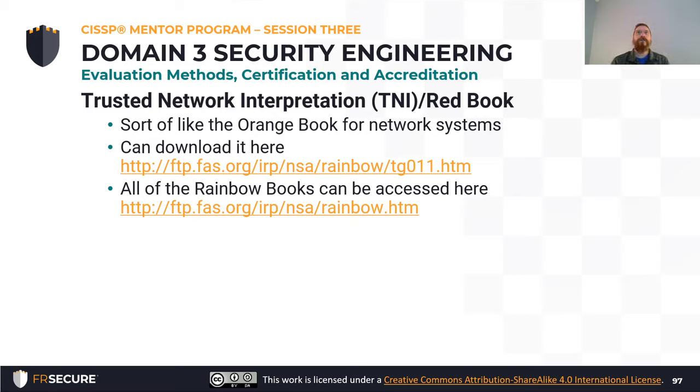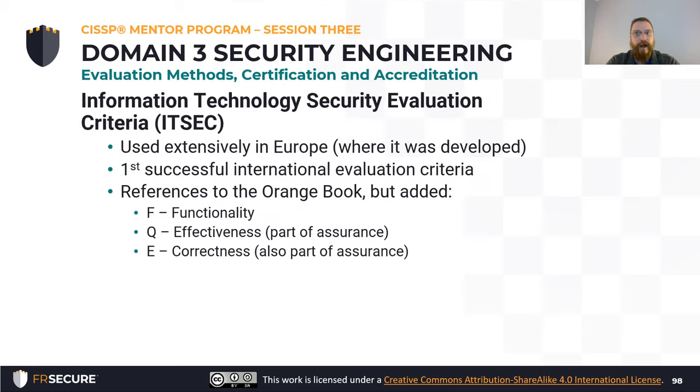All right. Trusted Network Interpretation, the Red Book. So think of it as the Orange Book for network systems. So there you go. And if you really are wanting to read more about it, you can access all the Rainbow Books there. They are pretty interesting. Again, I don't think those are actually in use anymore, but it's more about the history of how we got to where we're at.